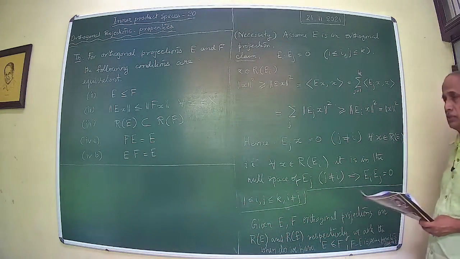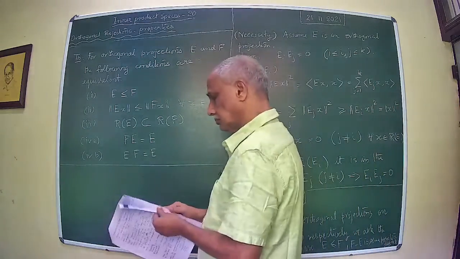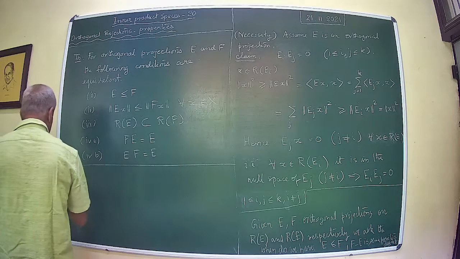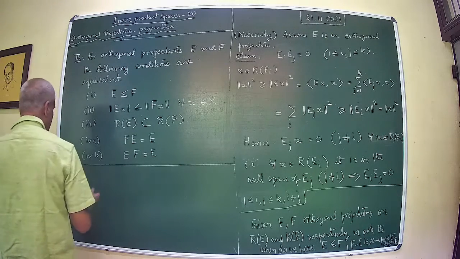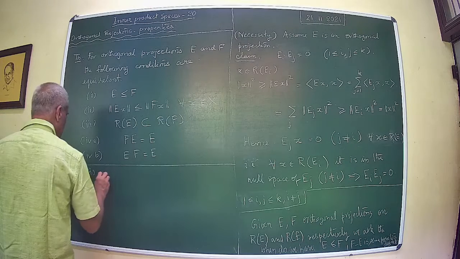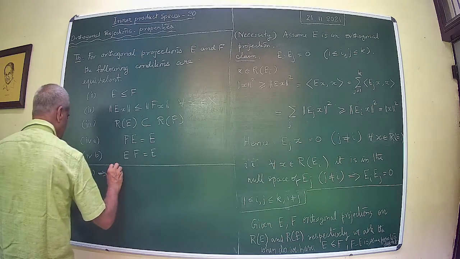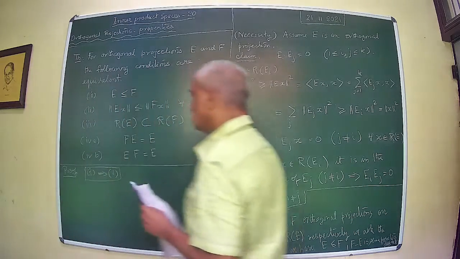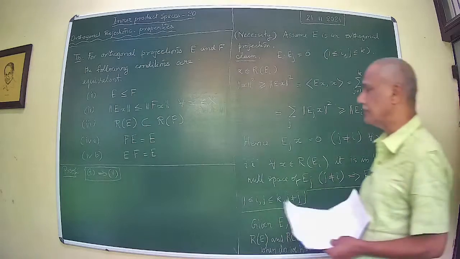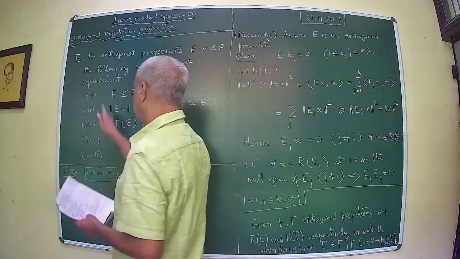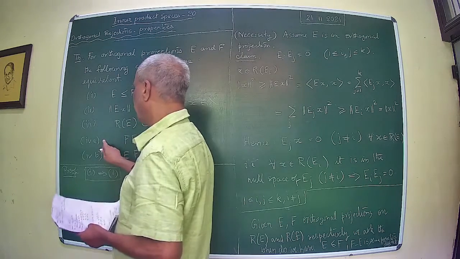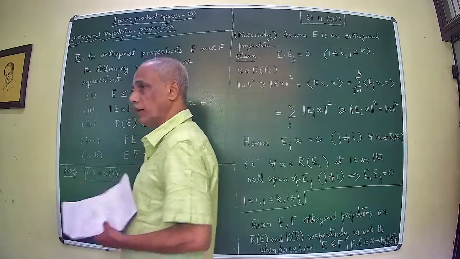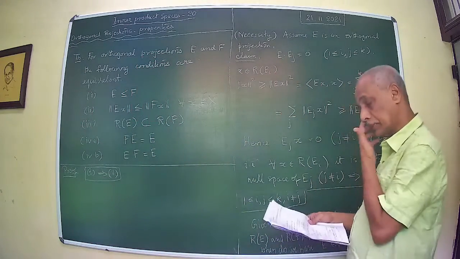Now let us prove this. We prove 1 implies 2. We prove it cyclically: we prove 1 implies 2, 2 implies 3, 3 implies 4A, 4A implies 4B, and then 4B implies 1. So that's how we prove this. Okay.